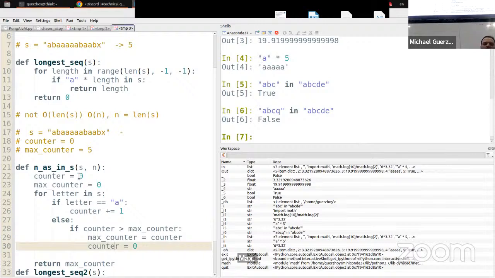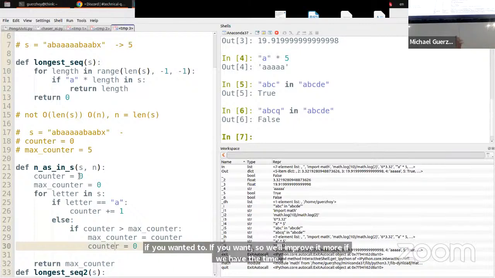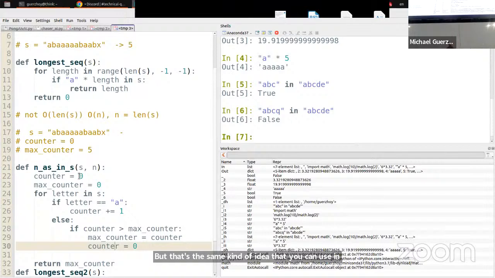Right? So that's something that you can use in project 2 if you wanted to. We'll improve it more if we have the time. But that's the same kind of idea that you can use in order to count, for example, the number of X's, the number of W's and D's on the list.